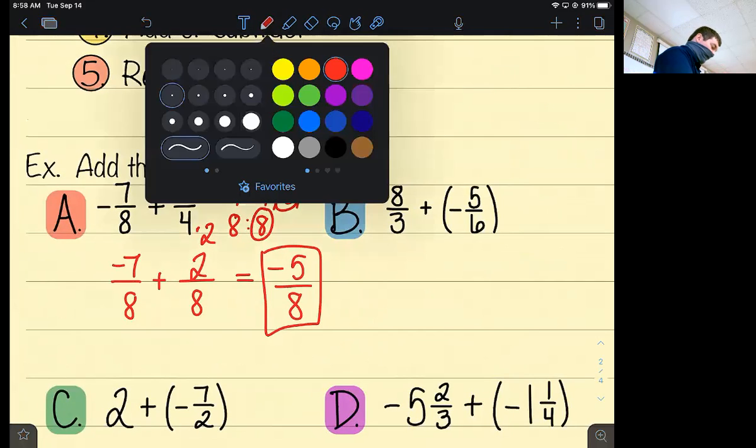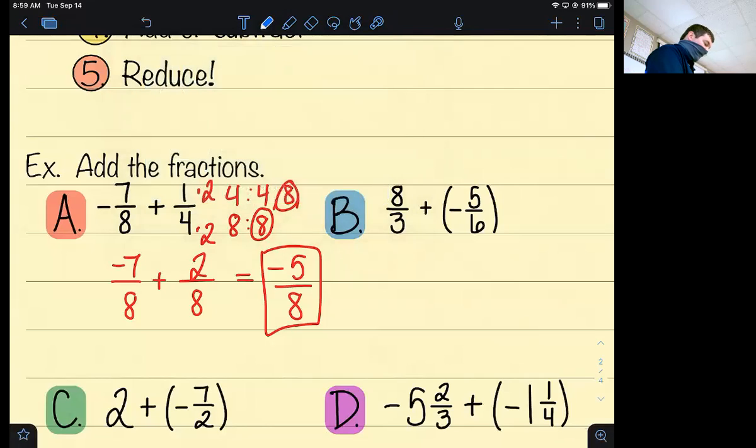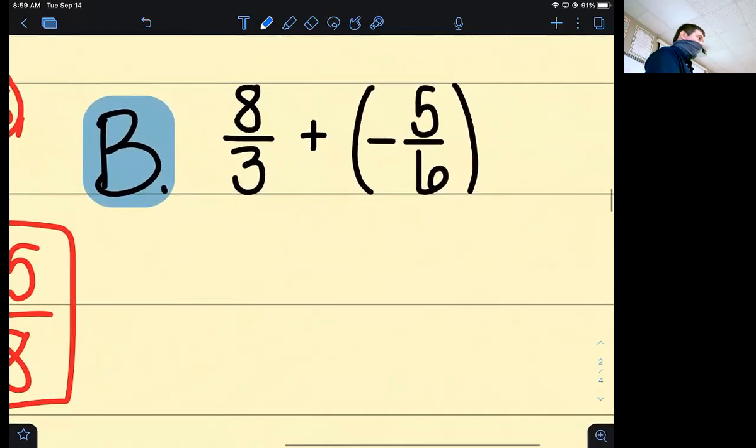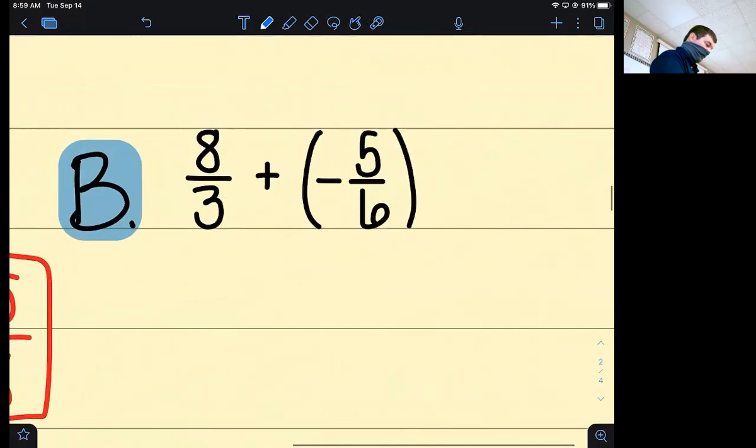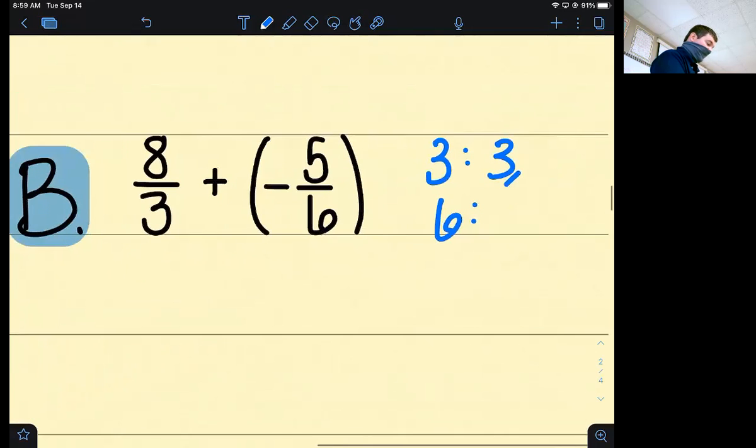Let's move to example B. I'm looking for the first multiple of 3 that's also a multiple of 6. Ella, what do you think? It is 6. Nice job. 3 times 2 is 6. 6 times 1 is 6. Now, what I'm doing off to the side here, I'm not going to write that on my paper, but that's kind of what's going on in my head. Right, I'm thinking first multiple they both have in common.